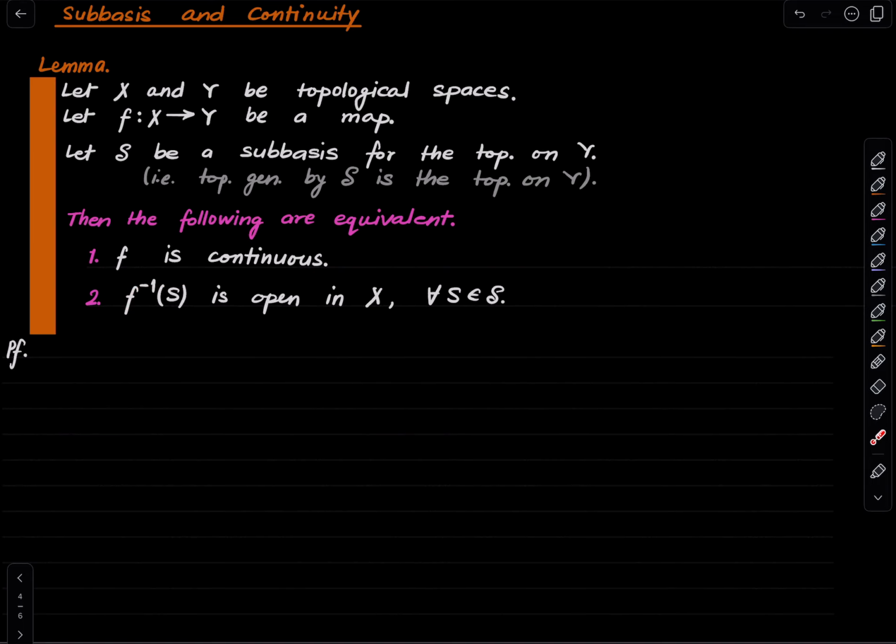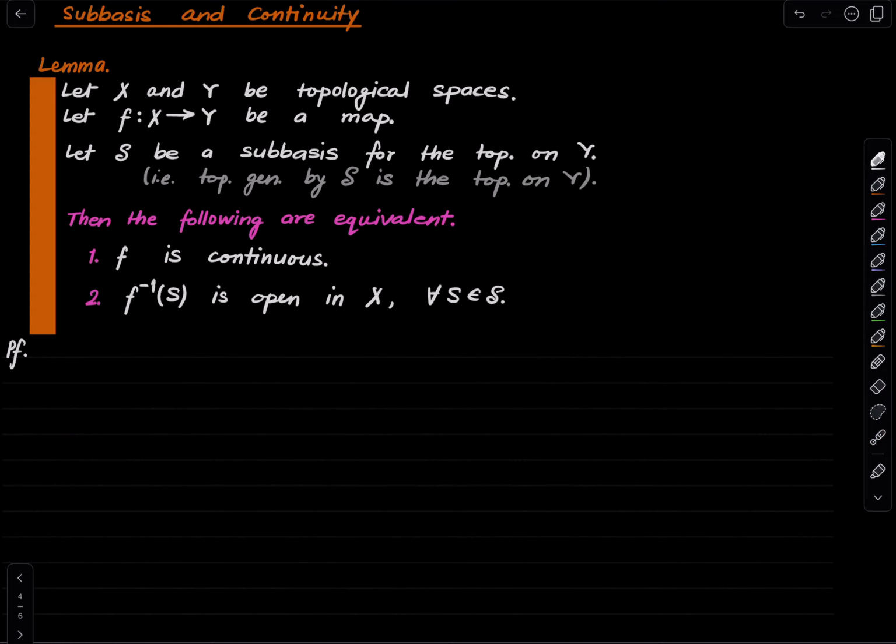In fact, it's even more convenient because a subbasis can be significantly poorer than a basis. It's much easier to check these for a smaller collection of sets. Fine, so the power of this will be apparent as we go along, but for now, let's try to prove this somewhat abstract statement.